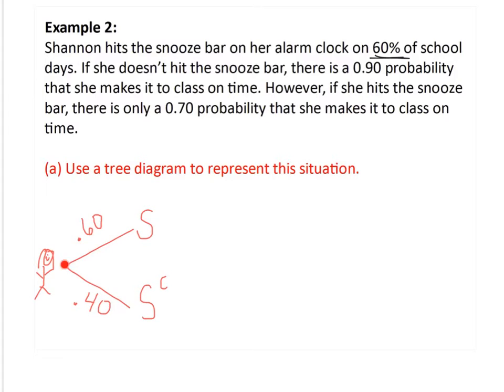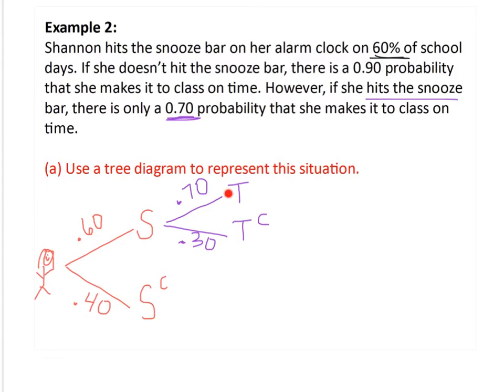So she either hits the snooze bar 60% of the time or doesn't hit the snooze bar 40% of the time, and these have to add to 1 or add to 100%. This is the first stem of my tree diagram. The second thing that happens is she either makes it to school on time or she doesn't. If I think about her hitting the snooze bar, the probability she makes it to school on time is 0.7, because if she hits the snooze, there's a 70% chance of making it on time. That means 30% of the time she does not make it on time, or T complement.